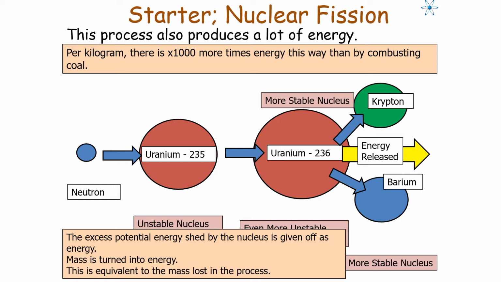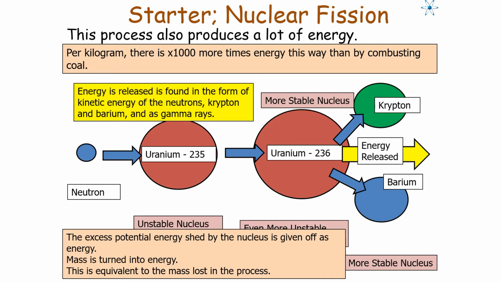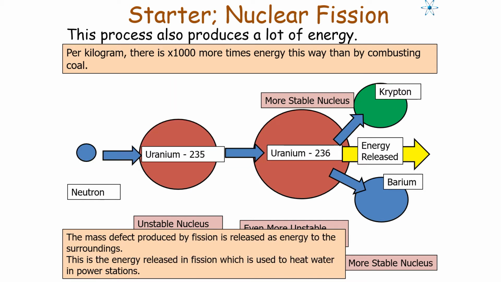Mass from the original uranium nucleus is turned into energy, and this is equivalent to the mass lost in the process. So the energy released to the surroundings is calculated with our equation E equals mc squared. The energy was released in the form of the kinetic energy of the products, but also as gamma rays. The different particles produced in the fission process will move off at high speeds, smash into other particles and transfer their energy, heating things up. So the mass deficit produced by fission, the mass that has changed, is released as energy to the surroundings.